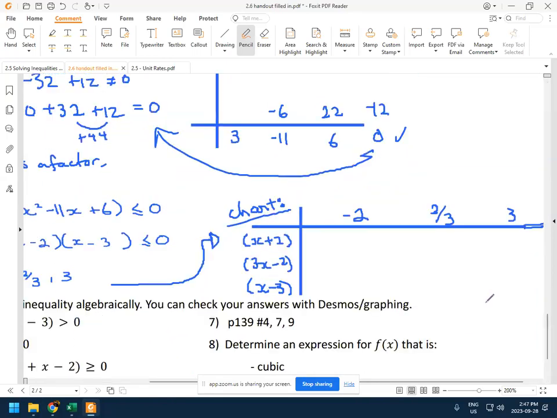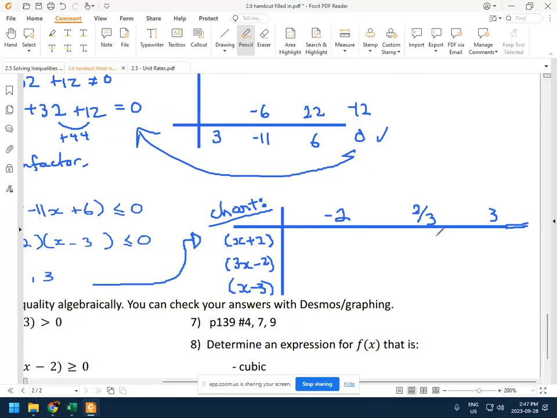Let me zoom in now. Okay, a big negative number. I'm going to choose negative 100. Negative plus 2, that's a negative. Negative 100, negative 300 minus 2, and negative minus. So the overall sign is negative. Dot, dot, dot. At the negative 2 would be 0.